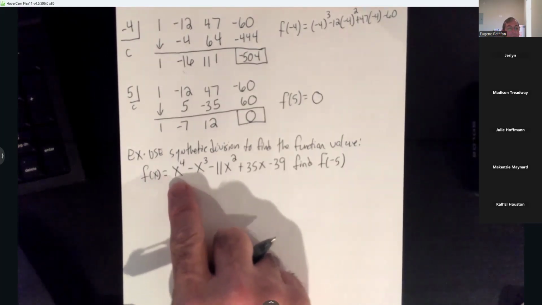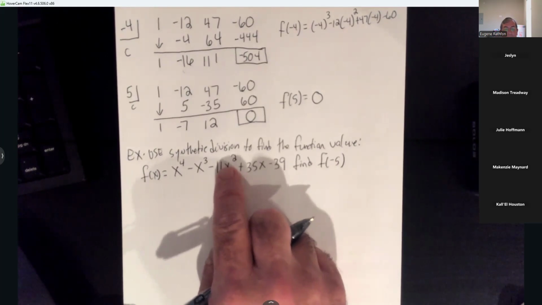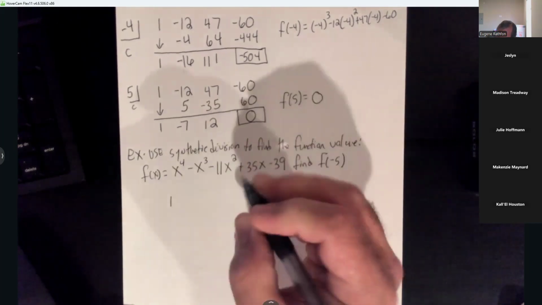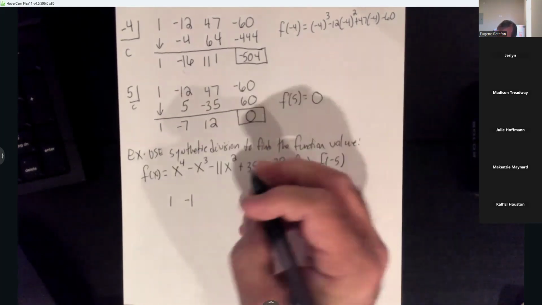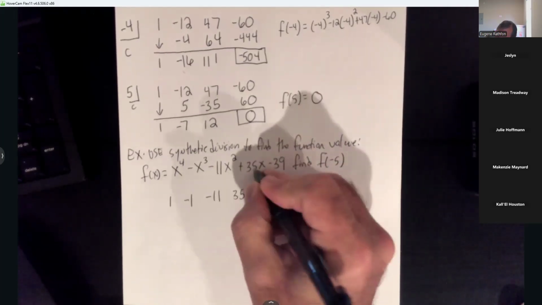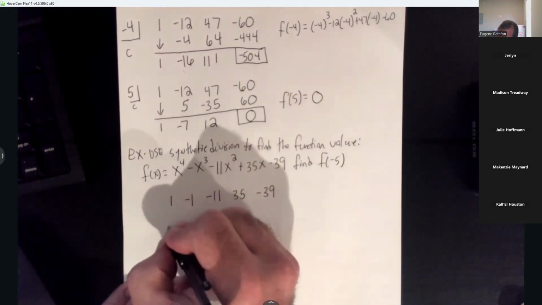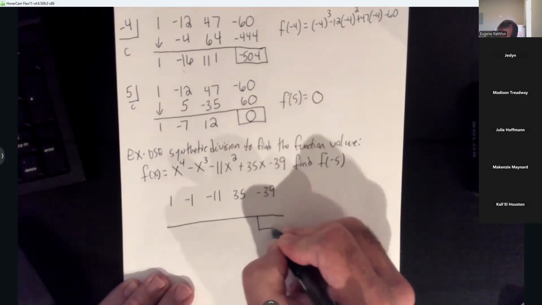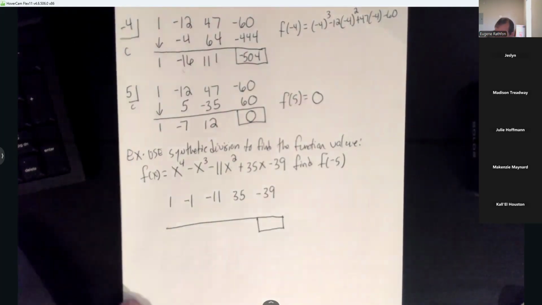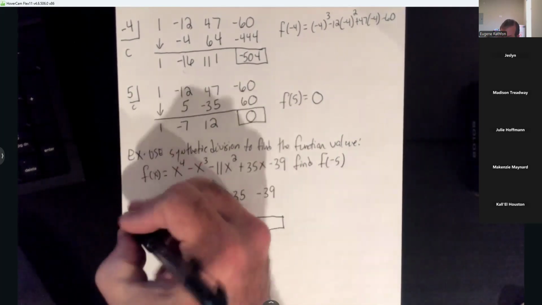So the first step, we're going to write all these coefficients out. And let's see, x to the fourth, x cubed, x squared, x, and our number. Nothing's missing. So here we go: 1 for the x to the fourth, negative 1 for the x cubed, negative 11 for the x squared, 35 for the x, and negative 39 for the number at the end. I'm going to draw my line, and I'm going to box under the last one. All righty, let's see. C for us will be negative 5.